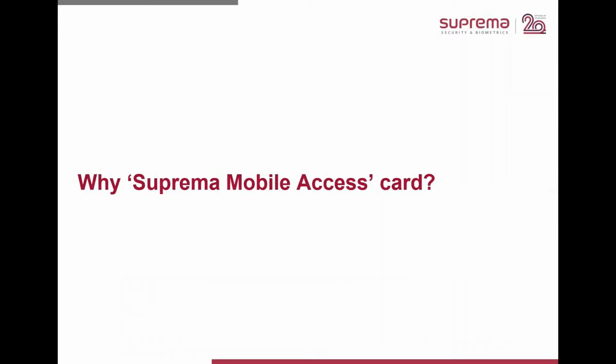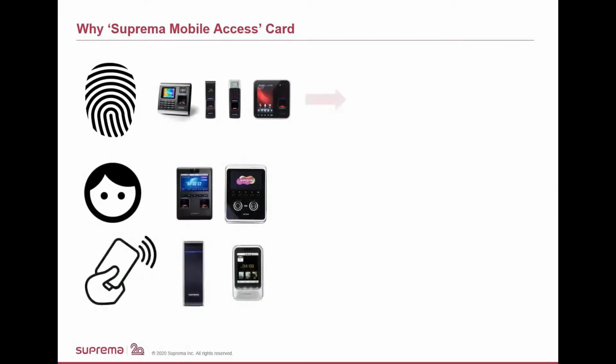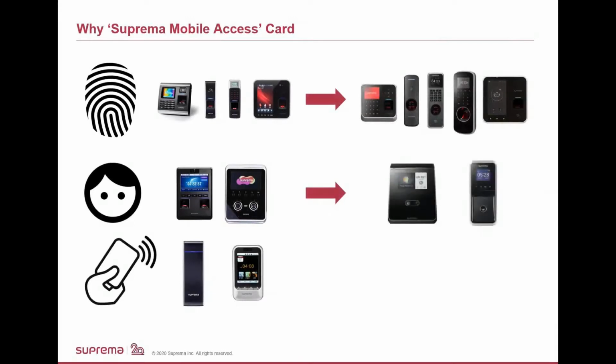First, why Suprema Mobile Access card? As you know, we started our business with fingerprint devices like BioStation and BioEntry Plus, and later extended our lineups with face recognition devices such as FaceStation, and some of you may remember D-Station, which was also a face recognition device. And RFID with XPass and XStation. After that, with Biostar 2, we upgraded our lineup with better performance. And now we have a full Biostar 2 lineup.